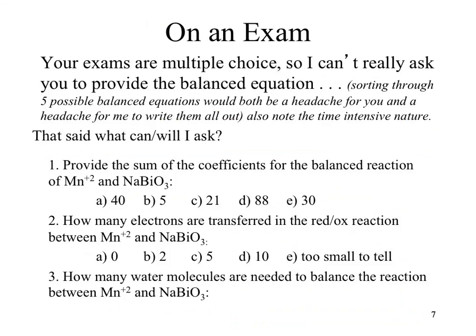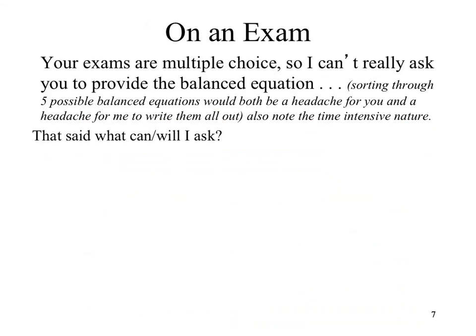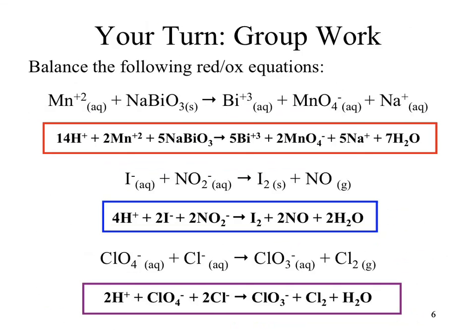I could go through and we got 3 different possibilities. Say provide the sum of the coefficients for the balanced reaction of permanganate and sodium bismuth oxide. Okay? I would also give the products. I just ran out of space in this case. Okay? So what would you have to do? Go back to your balanced equation, add all of the numbers up that are in front. Probably the hardest question I could ask because it requires that you have the entire thing balanced beginning to end.